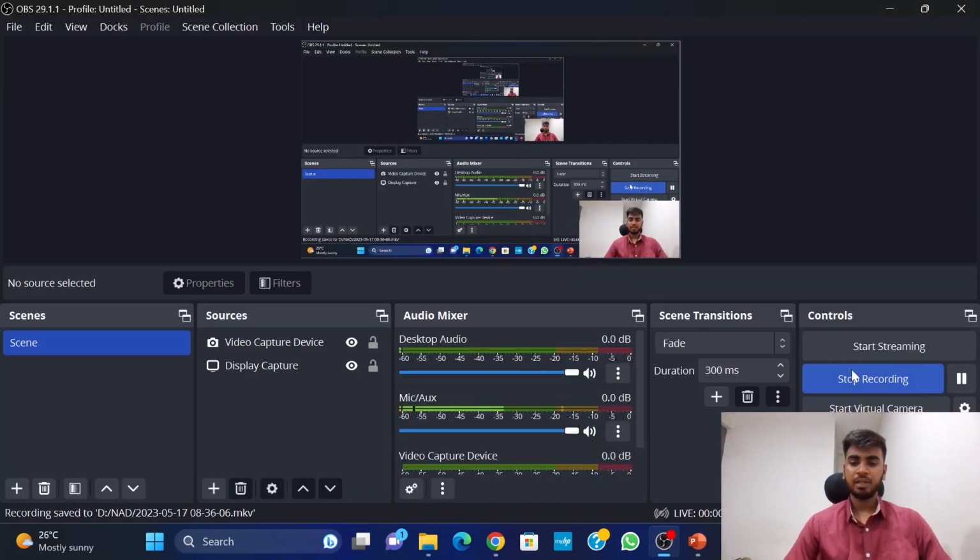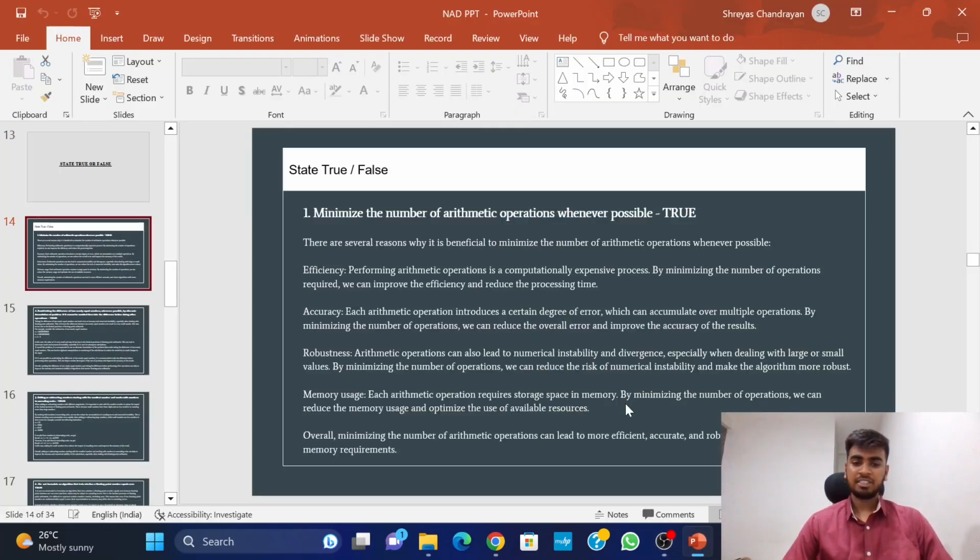Now let us see whether the given statements are true or false. The first statement says: minimize the number of arithmetic operations whenever possible. So it is true, as there are several reasons why it is beneficial to minimize the number of arithmetic operations wherever possible. First is efficiency. Performing arithmetic operations is a computationally expensive process. By minimizing the number of operations required, we can improve the efficiency and reduce the processing time.